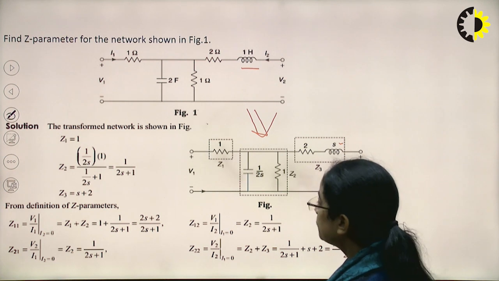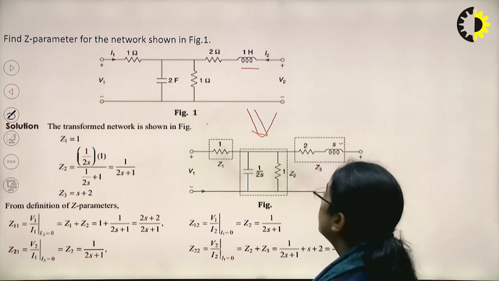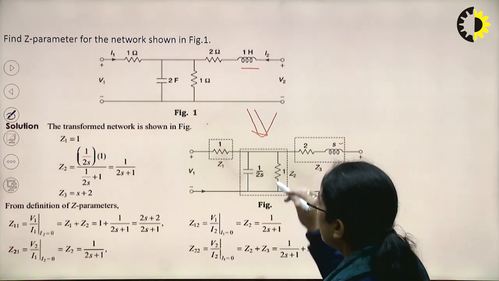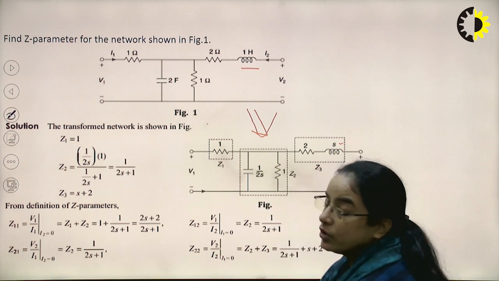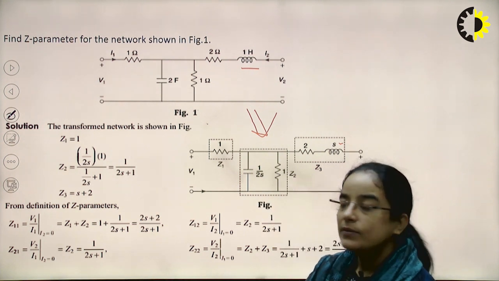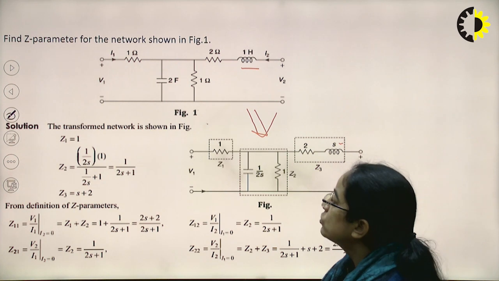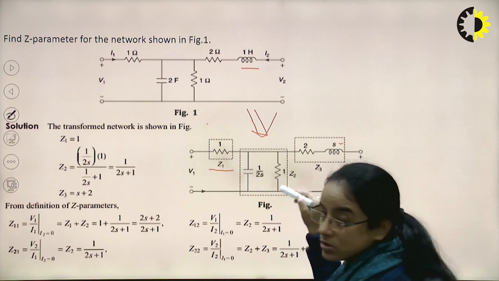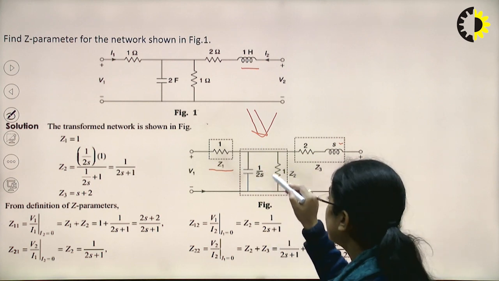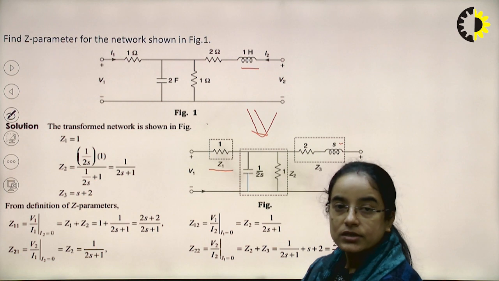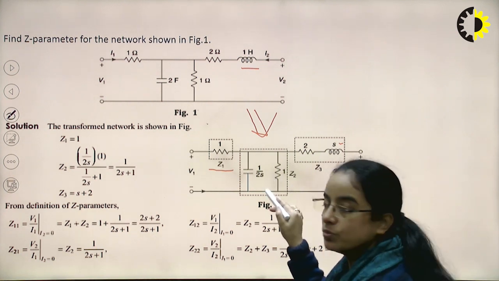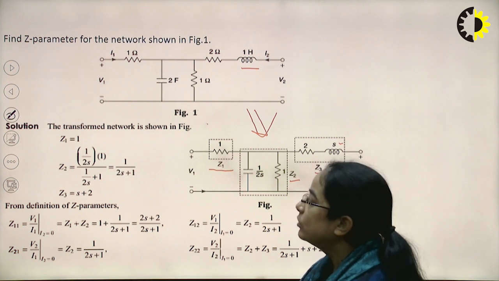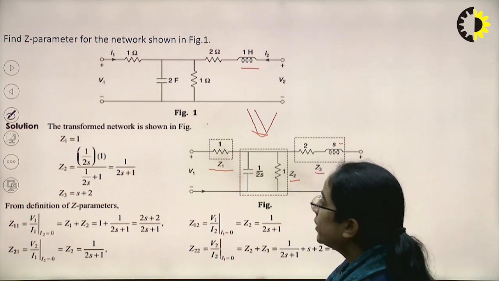Okay, now here there are two parallel paths, so we can calculate the equivalent of this. That means these two are in parallel. Suppose this is Z1, this is Z2, and this is Z3. This is Z1, and the overall reactance and resistance, that means the overall impedance of this part, is Z2, and the impedance in this part is Z3. So Z1 is 1, and Z2 is 1 by 2S parallel 1.